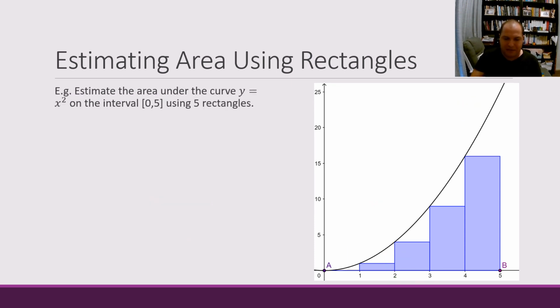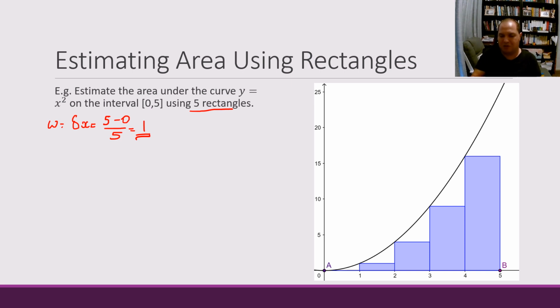Alright, let's do an example. Let's estimate the area underneath our curve here, y equals x squared on the interval 0 to 5, using 5 rectangles. Well, we could start off by working out the width. So the width, sometimes we call it lowercase delta x. Well, our width in this case, we're going from 5 to 0, so we're covering a distance of 5. We're using 5 rectangles, so the width of each rectangle is going to be 1.